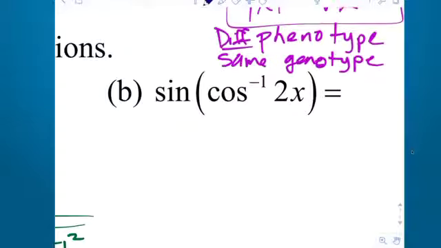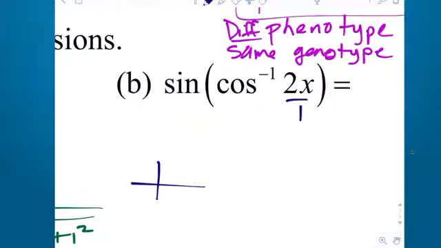All right, let's try this one. Sine of inverse cosine of 2x. Is 2x an angle or a ratio? It's a ratio. So you put it over 1, and then you draw a generic reference triangle, which you can always draw in quadrant 1. The inverse cosine of 2x is going to give you some angle theta. You don't want theta, you want the sine ratio of theta. So let's go ahead and label what we have. 2x over 1, that's going to be a horizontal 2x and a hypotenuse of 1.